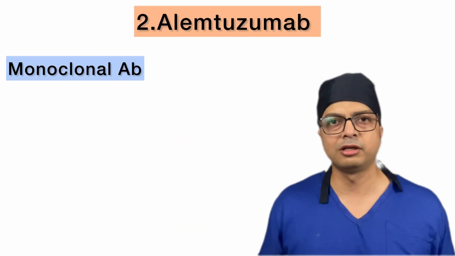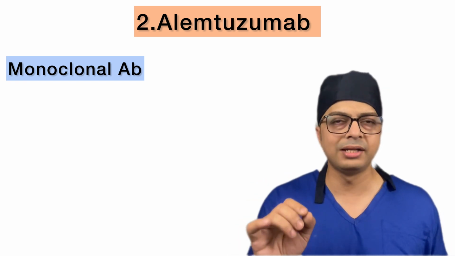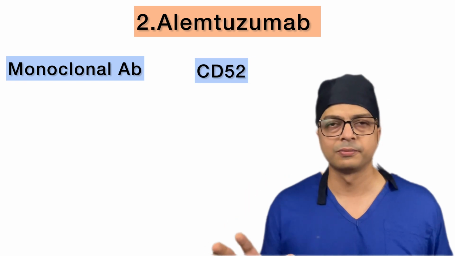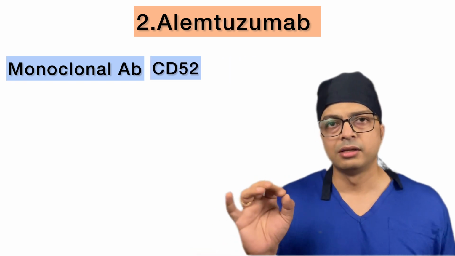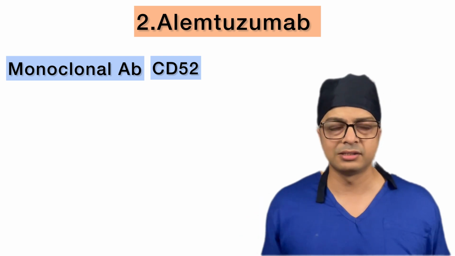Coming to the second drug, alemtuzumab. Alemtuzumab is a monoclonal antibody. Therefore, it acts on a particular protein over T cells, that is CD52. This is a very potent and specific immunosuppressive agent.